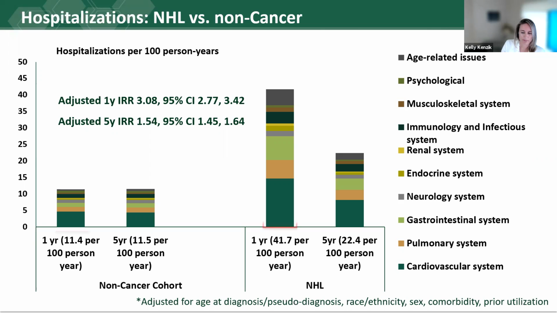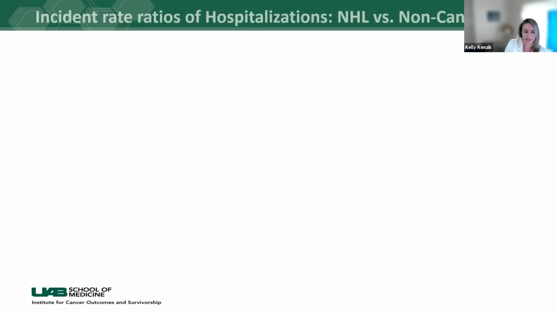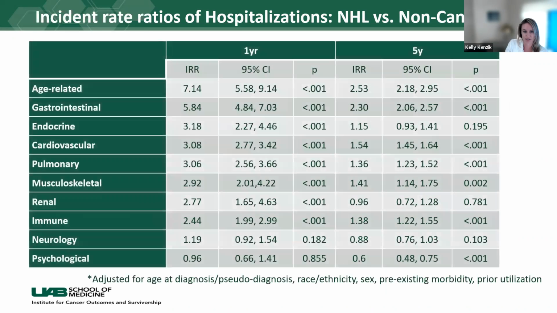And for both NHL and the controls, the most frequently occurring hospitalizations were for cardiovascular disease, which is here in the green, pulmonary, which is this orange color, and then gastrointestinal, which is a little bit of the lighter green. So consistently, those were the most frequently occurring conditions requiring hospitalizations. And notably, while these may have been the most frequently occurring, they did not necessarily represent the largest differences between controls and the NHL patients.